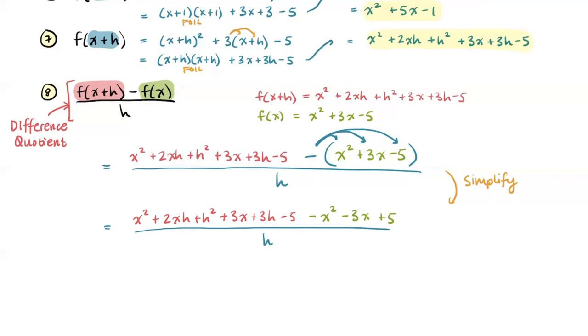Taking a closer look, it looks like we've got a lot of things that are just going to add up to 0. We have x squared and negative x squared. Those add up to 0. We've got minus 3x and positive 3x, so those add up to 0. We've got negative 5 and plus 5, so those add up to 0. And so what we're left with in the numerator is just 2xh plus h squared plus 3h.